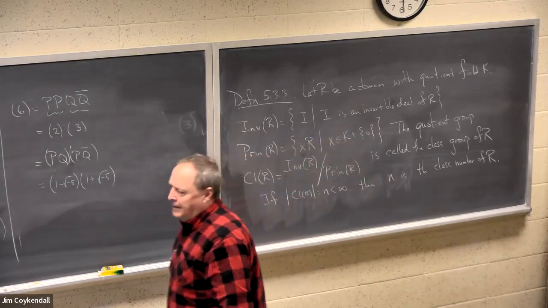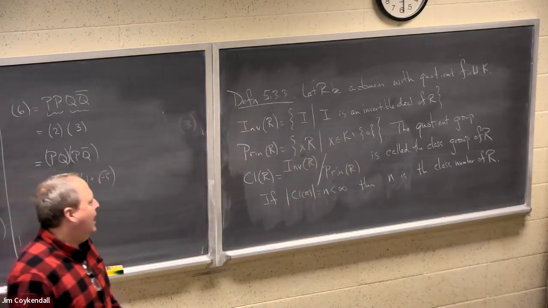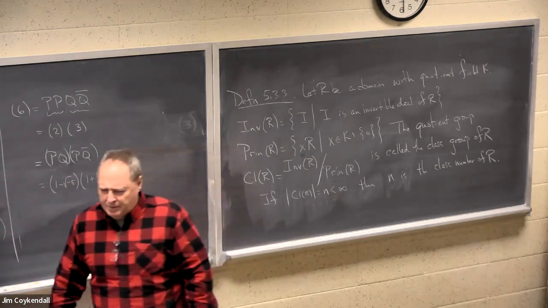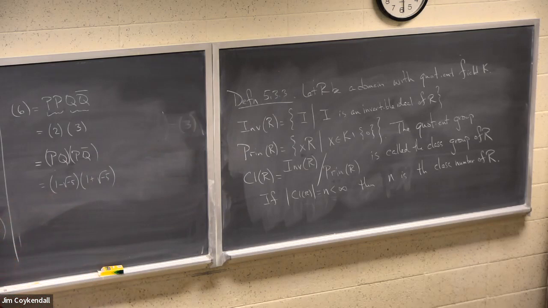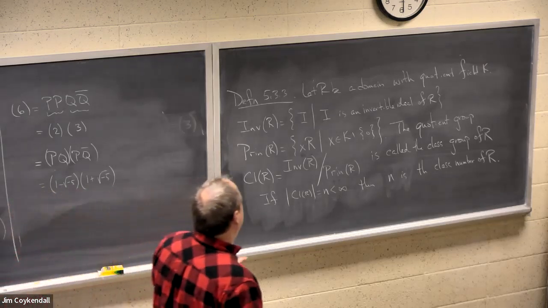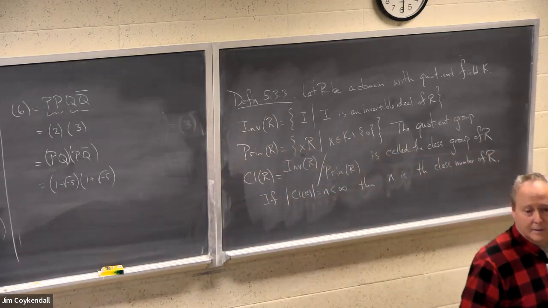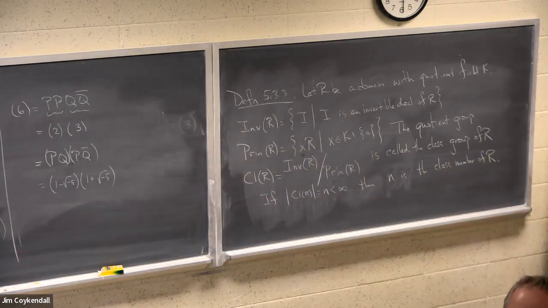Looking forward, in a certain sense, what does a class group do? It's measuring something. And what it's measuring, so what does it mean for the class group to be trivial? Well, it means that only the principal ideals are invertible. That's it, right? Okay, well, maybe that doesn't say a lot in general, but what if we look at a Dedekind domain? What does it mean for the class group to be trivial?